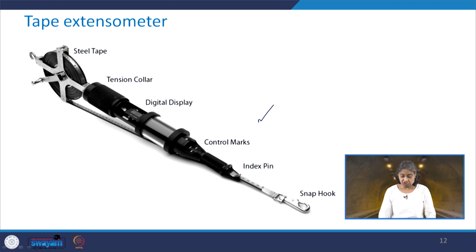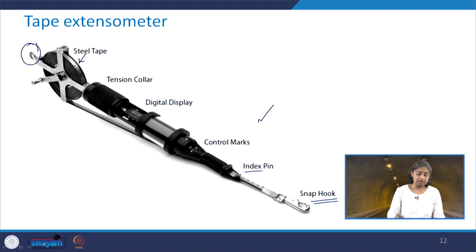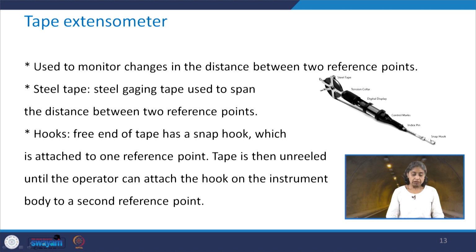So here is a picture that explains the various components of this tape extensometer. You can see that at one end you have the snap hook followed by the index pin, and then at another end you have a steel tape and also a hook here. In between you have the tension collar and digital display. Let us see one by one what exactly their functions are and how these are useful.